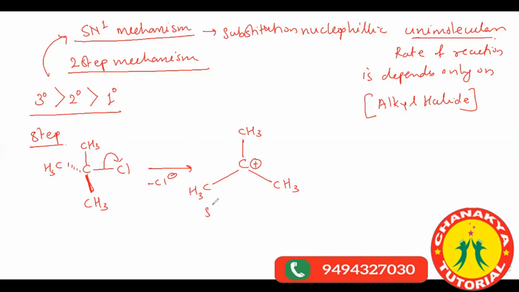And this carbocation is stable. Why is it stable? Because of the electron-donating inductive effect of each and every CH3 group. As the number of inductive groups on the carbocation increases, the stability of the carbocation increases. It becomes more and more stable. Correct. This is step one.